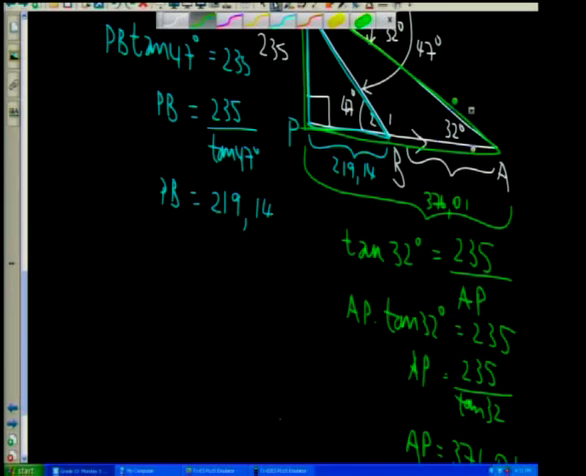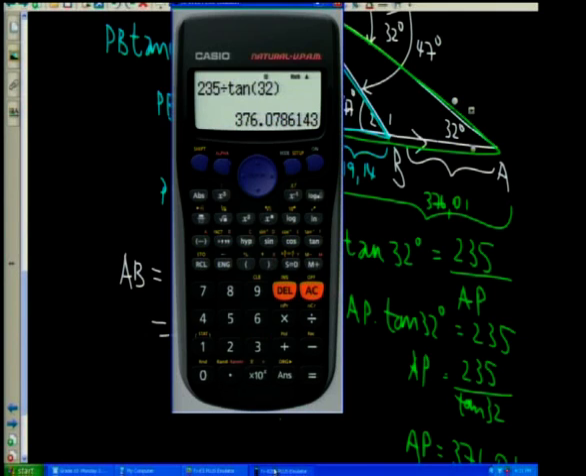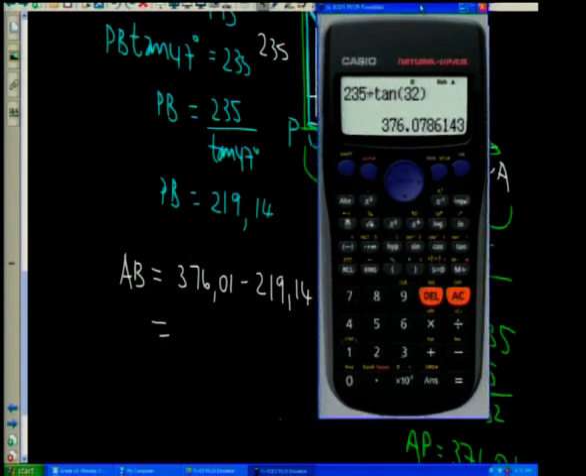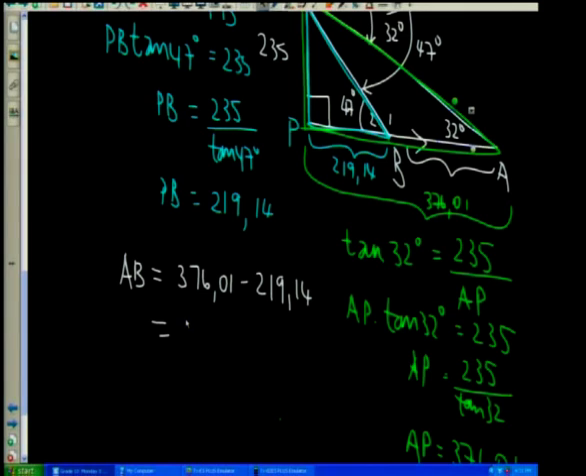So in the end, the length I'm looking for is my 376,01 minus 219,14. So the distance between the ships, 376,01 minus 219.14, is now 156,94. And I think it was in meters because the vertical cliff was 235 meters.